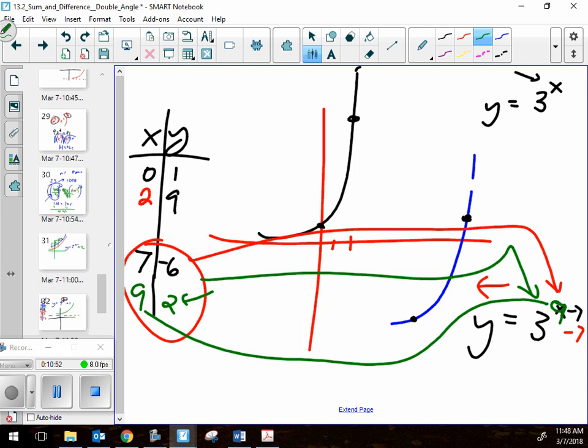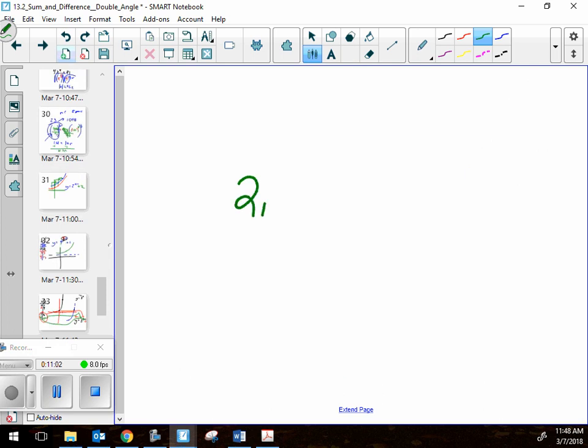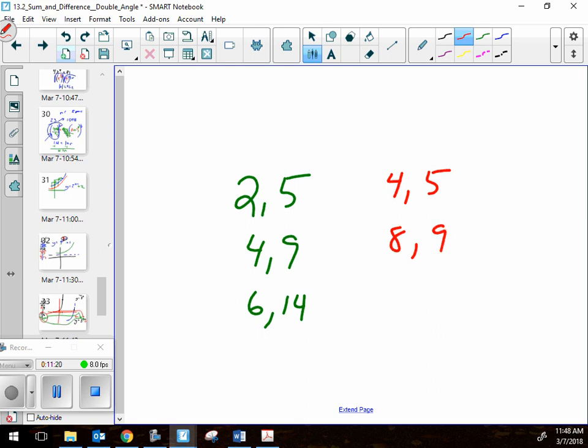All right, what if there'd been a stretch involved? Stretches are harder, but you got to look and see, did the y's change or the x's change? So let's say we just had these 3 points, 2, 5, 4, 9, and 6, 14. And they changed to these points, 4, 5, 8, 9, and 12, 14. Just looking at that, can you tell me how the parent function must have been changed?